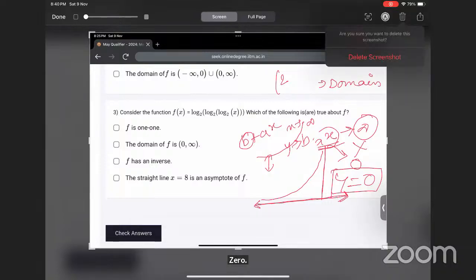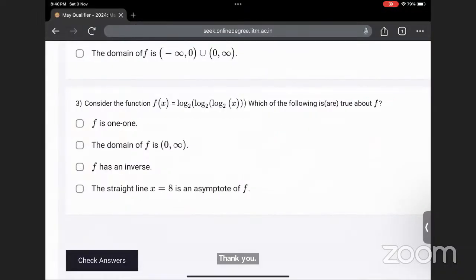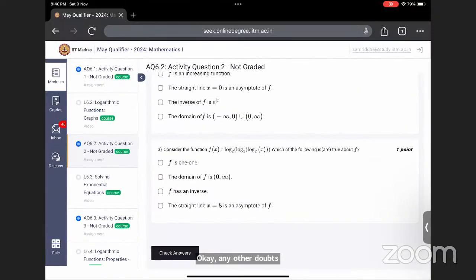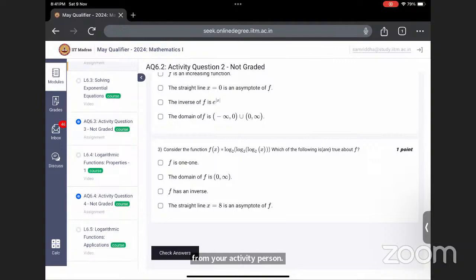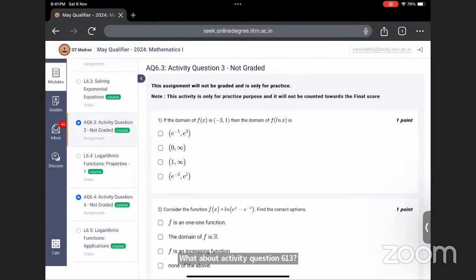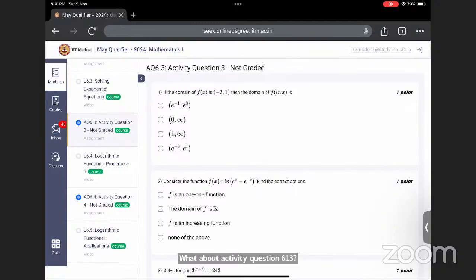Okay. Any other doubts from your activity? What about activity question 6.3? Ma'am, first question. 1, 2, and 4. What is the doubt with the first question? This should not be a doubt. What is the difficulty?